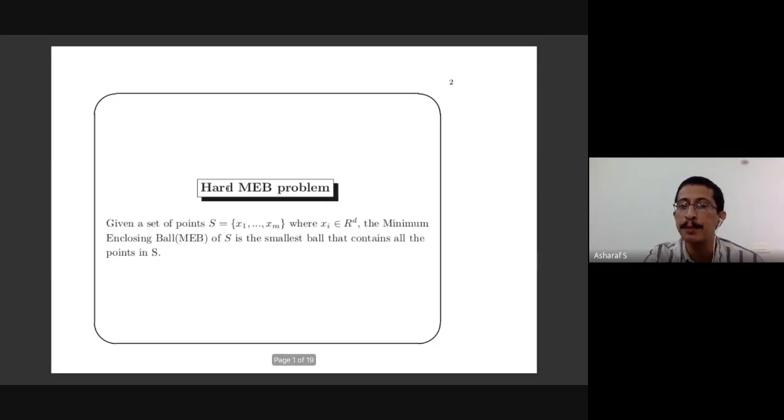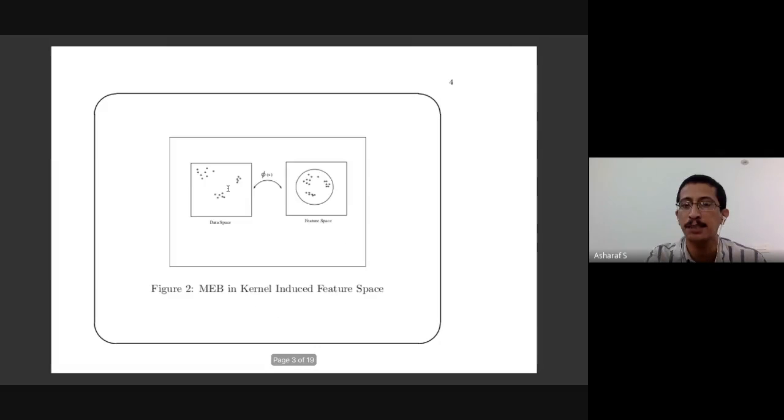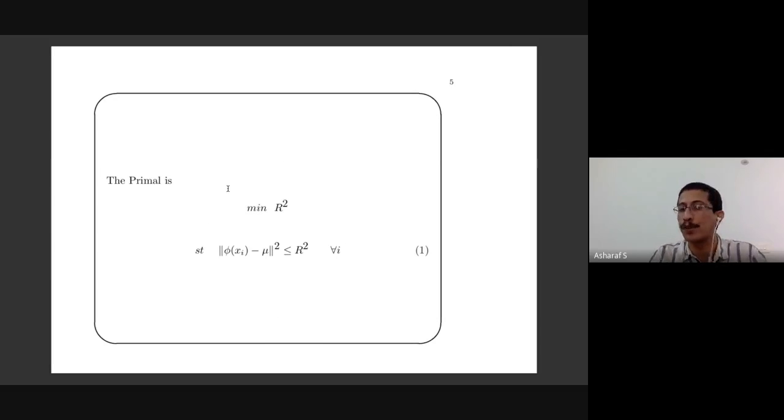My MEB problem is stated like this. Find the minimum enclosing ball. It's the smallest ball. How do you define the notion of smallest? You can define that in terms of the radius. You can say, get me that sphere with a minimum radius where everybody is inside. That's being mathematically represented over here.